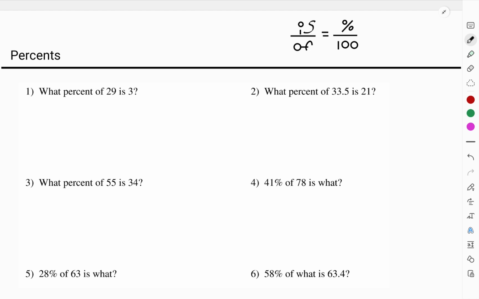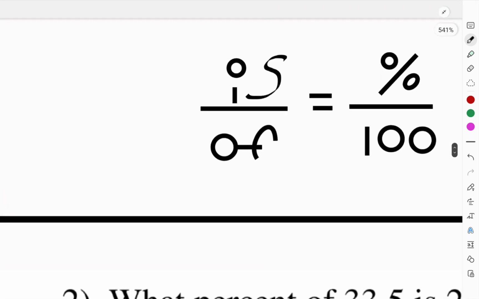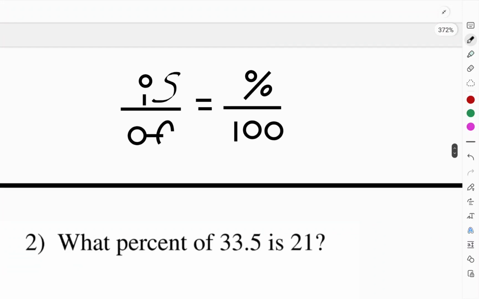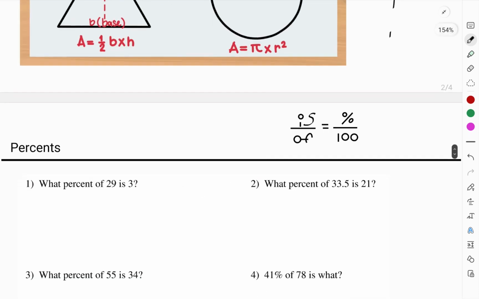Now, this is how this one's gonna work. We're gonna be using the formula that you see up here. We're gonna be using this formula: is over of equals percent over 100. All right, it might not make a lot of sense, but whenever you're reading percent problems, they're usually gonna have specific words that you need to look at in order to solve them.